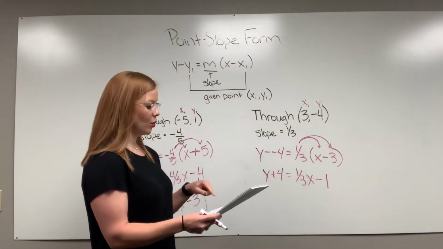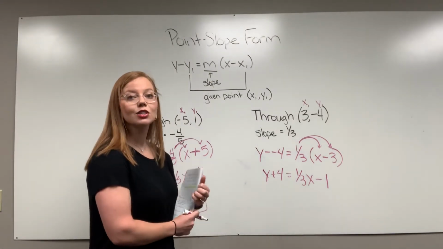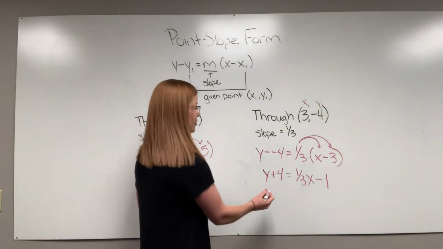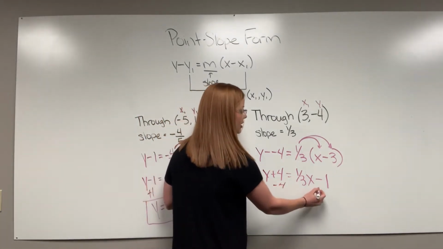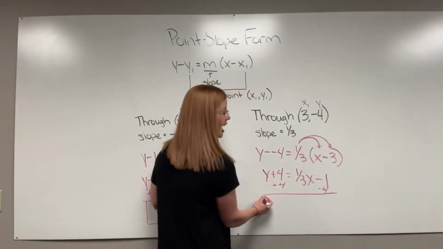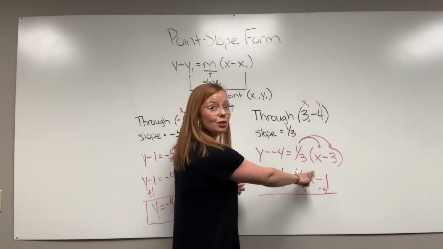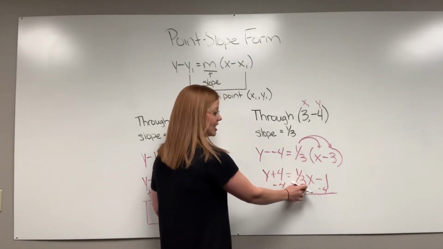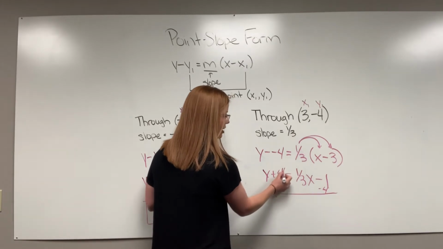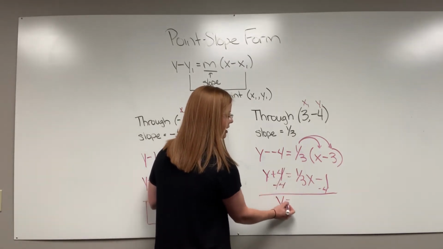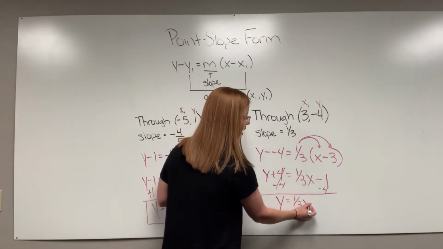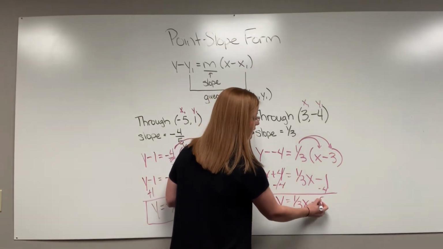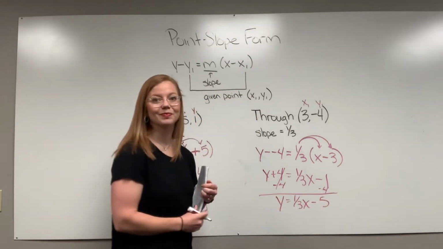After that, we are going to use opposite operations to isolate y. So I'm going to subtract 4, subtract 4. I'm lining it up under the 1 because those are my like terms. It's not a like term with the x. They cancel out here, and so I'm left with y equals 1/3 x minus 5.